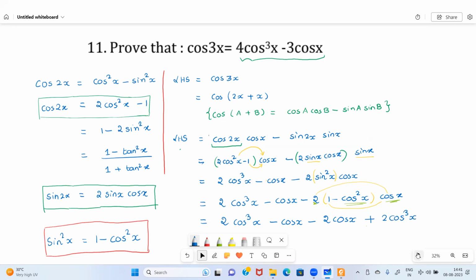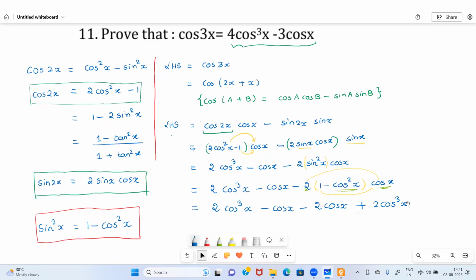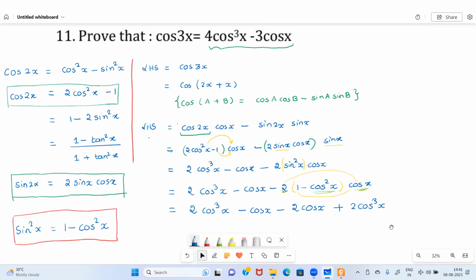So now let's conclude. We are in the last step now. As we can see, we have 2 cos cube x plus 2 cos cube x, which gives us 4 cos cube x, minus cos x minus 2 cos x. We get minus 3 cos x. And that is exactly what we needed to prove. That's equal to our RHS. Please go through it, students. Let me know if it's very clear to you.